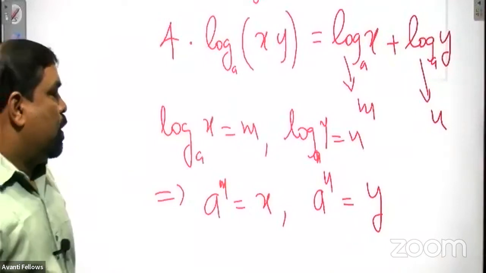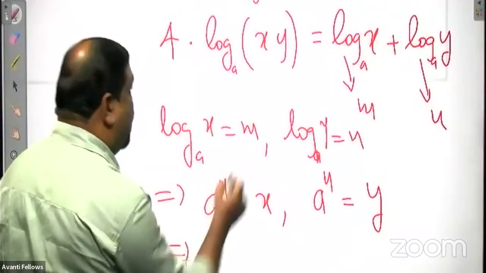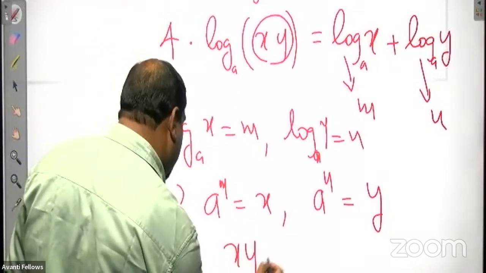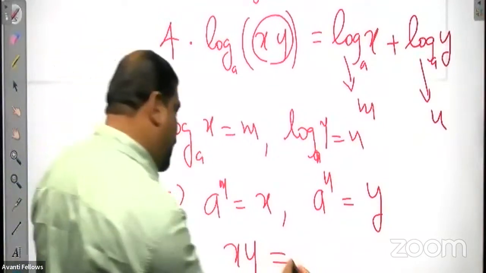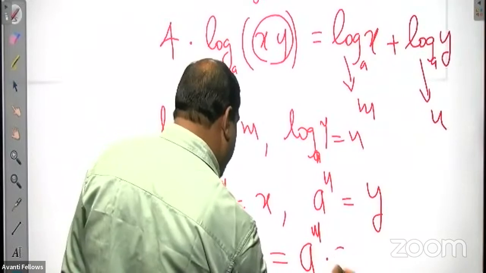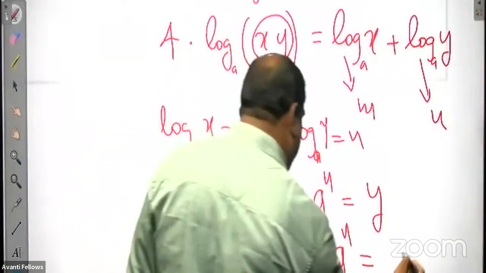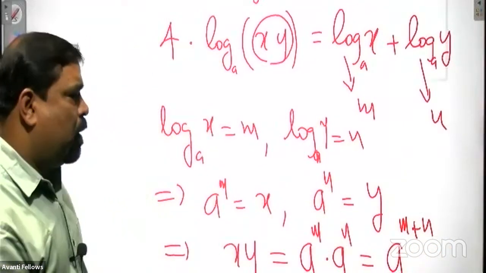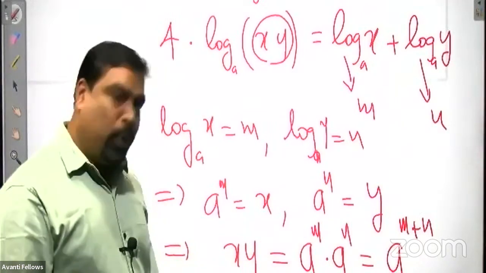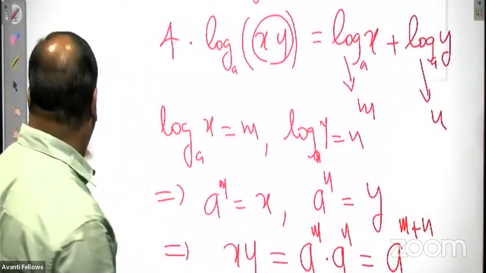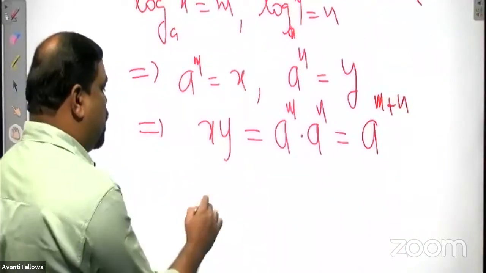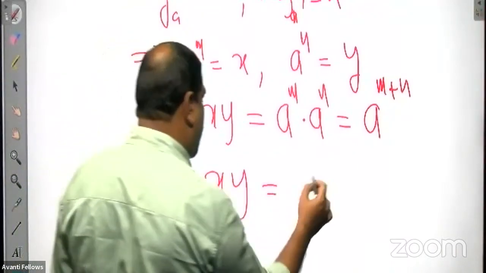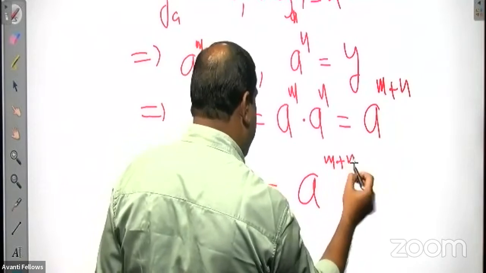I want xy actually, so multiply these two. So x into y equals a raised to m into a raised to n. We already know a raised to m into a raised to n is equal to a raised to m plus n, a very fundamental property of exponential laws. So xy is equal to a raised to m plus n.